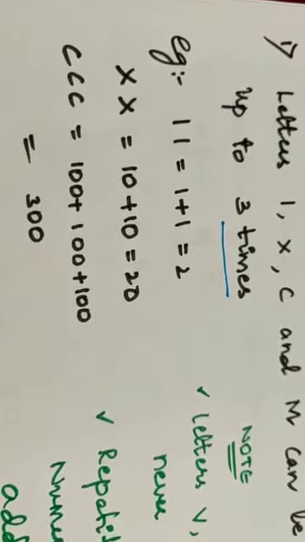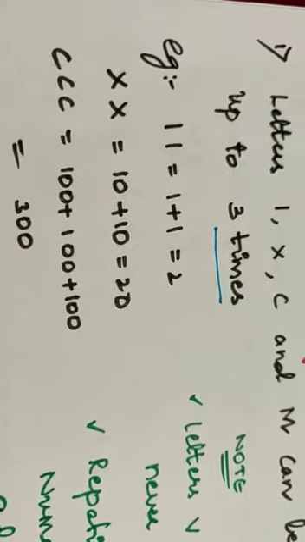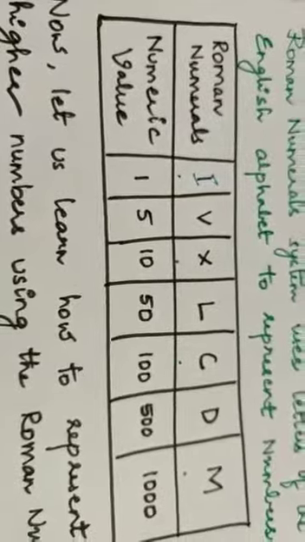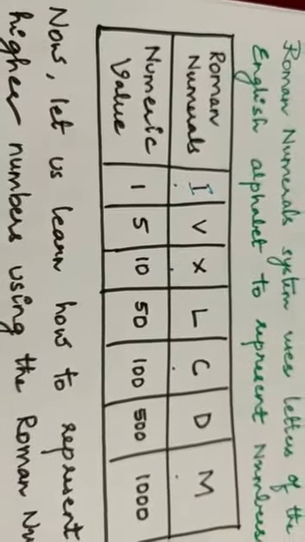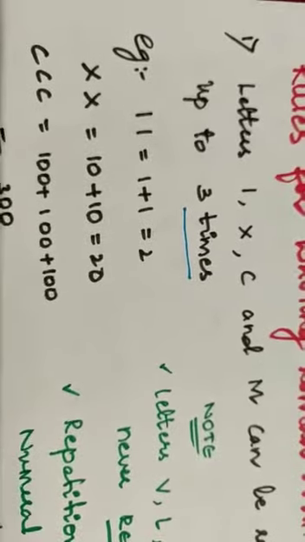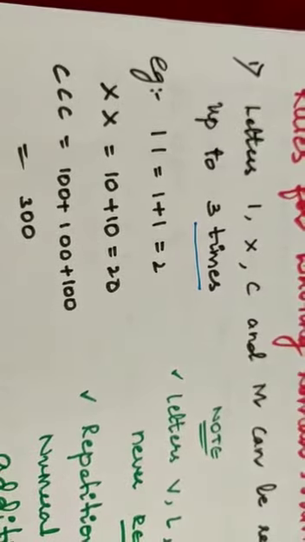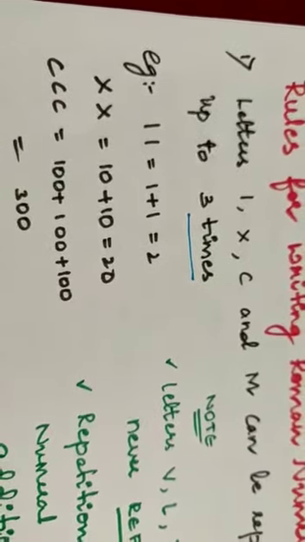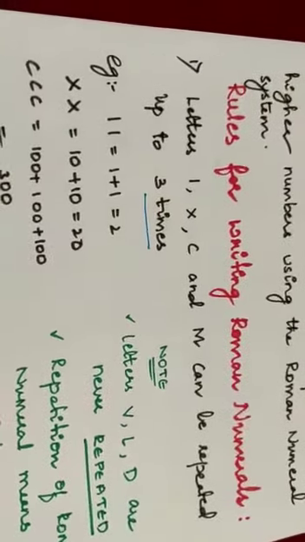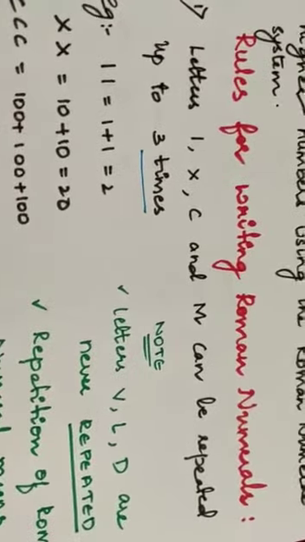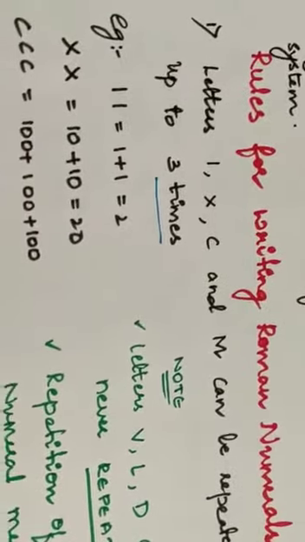C C C. What does it mean? What is the numeric value of C from the tabulation? C value is 100. So 100 plus 100 plus 100, which is 300. Okay, children. So what is the rule here? Letters I, X, C, M can be repeated up to 3 times.